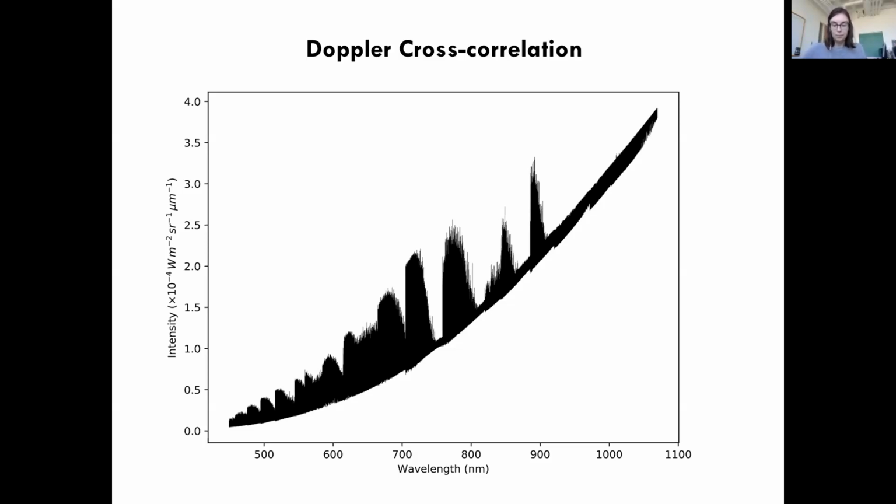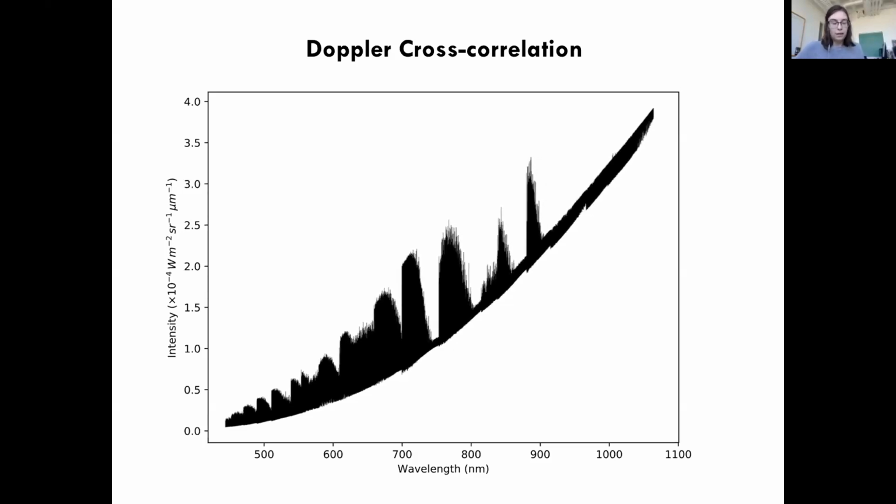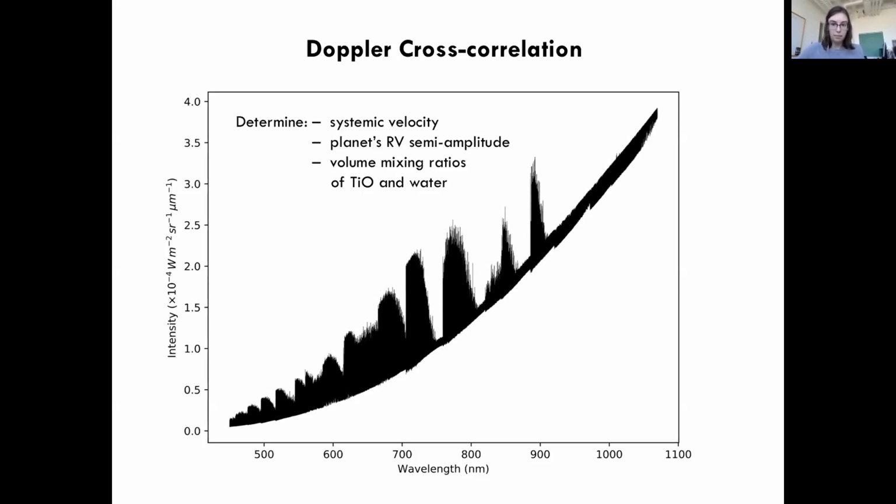Basically, what this means is we shift the model to different red or blue shifts and then calculate how correlated the model and the data are at that particular velocity. And we usually compare dozens of model spectra to our data to see which volume mixing ratio or temperature pressure profile best correlates with our data. So this method allows us to determine things like the systemic velocity, the planet's radial velocity semi-amplitude, and the volume mixing ratios of the compounds we're interested in.